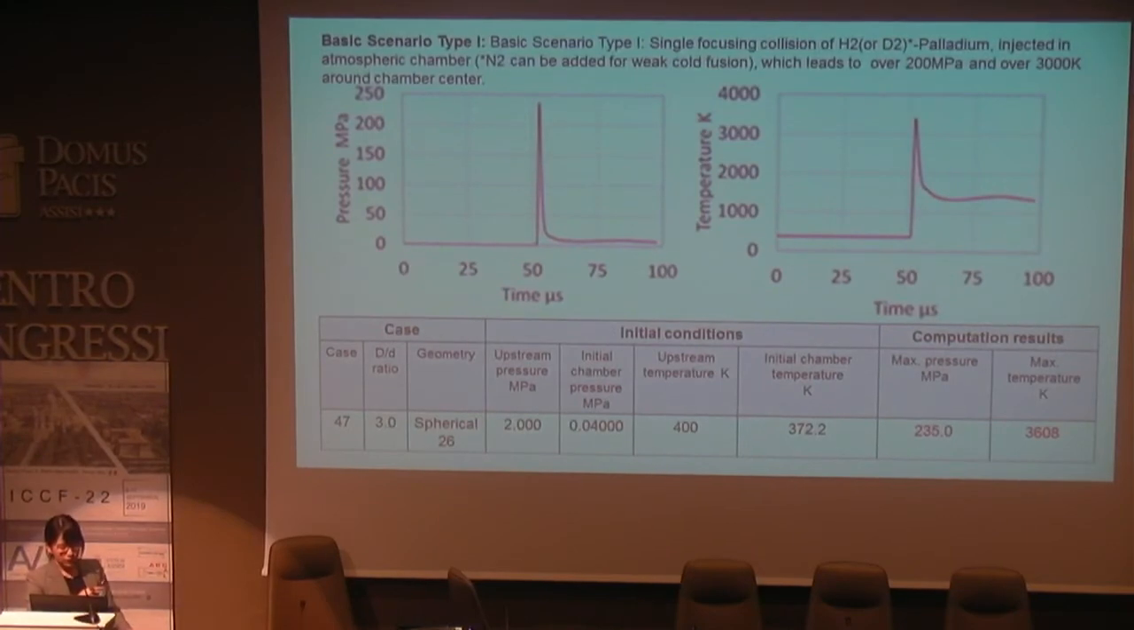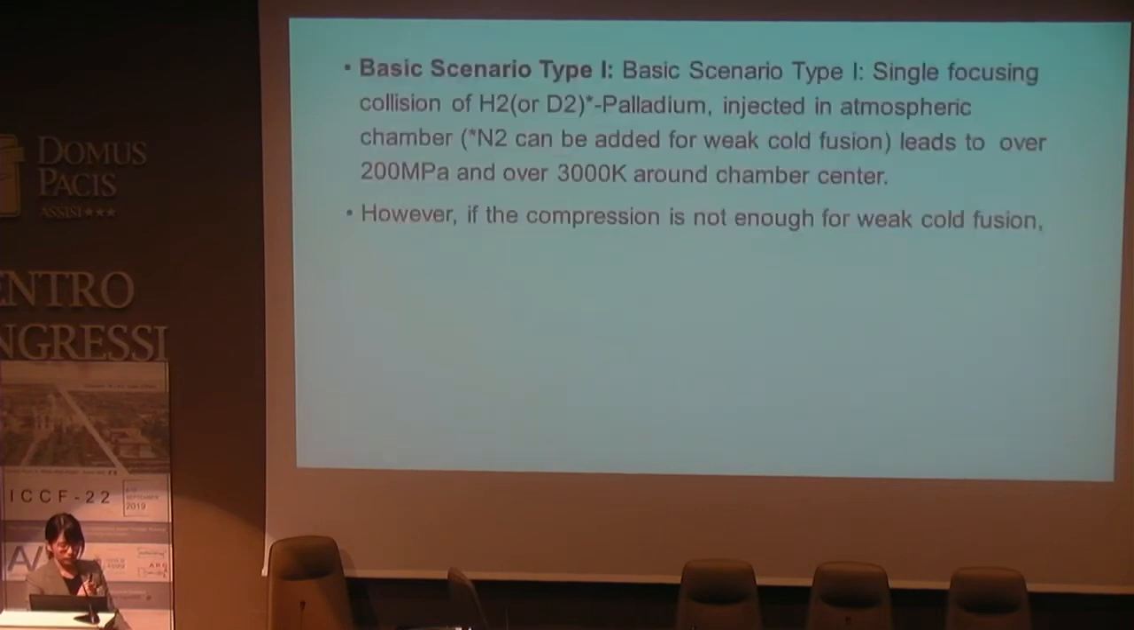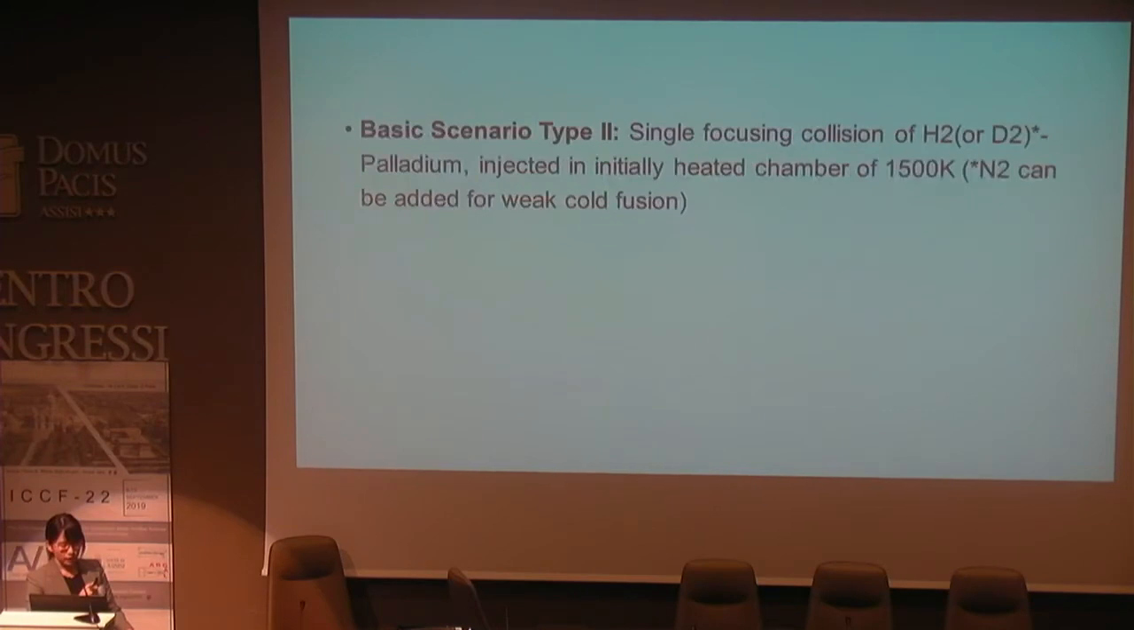This shows the time history of the pressure and temperature at the collision point. So for the basic scenario type 1, the single focusing collision of H2 or D2 in palladium injected into atmospheric chamber leads to over 200 megapascal and over 3000 Kelvin around the chamber center. However, if the compression is not enough for weak cold fusion, we next propose basic scenario type 2, which is single focusing collision of H2 or D2 in palladium injected into initially heated chamber of about 1,500 Kelvin.